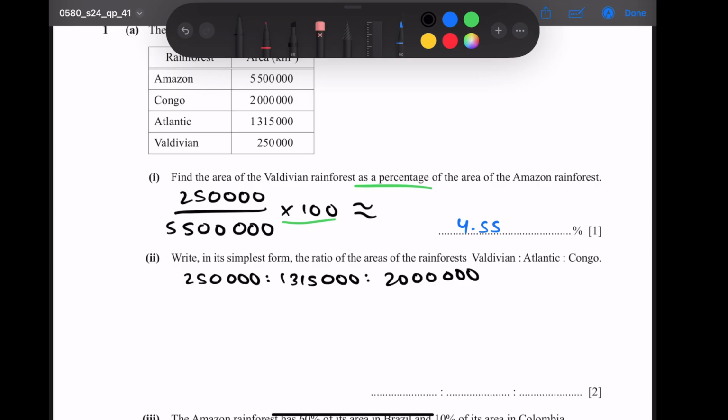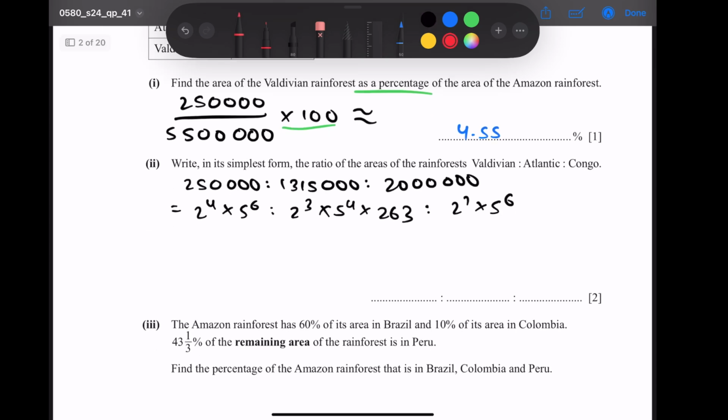250,000 would be represented as 2 to the power of 4 times 5 to the power of 6, and 1,315,000 would be represented as 2 to the power of 3 times 5 to the power of 4 times 263. Now 2 million can be represented as 2 to the power of 7 times 5 to the power of 6. Now if we see there are two common prime factors, 2 and 5, which are common in all three numbers.